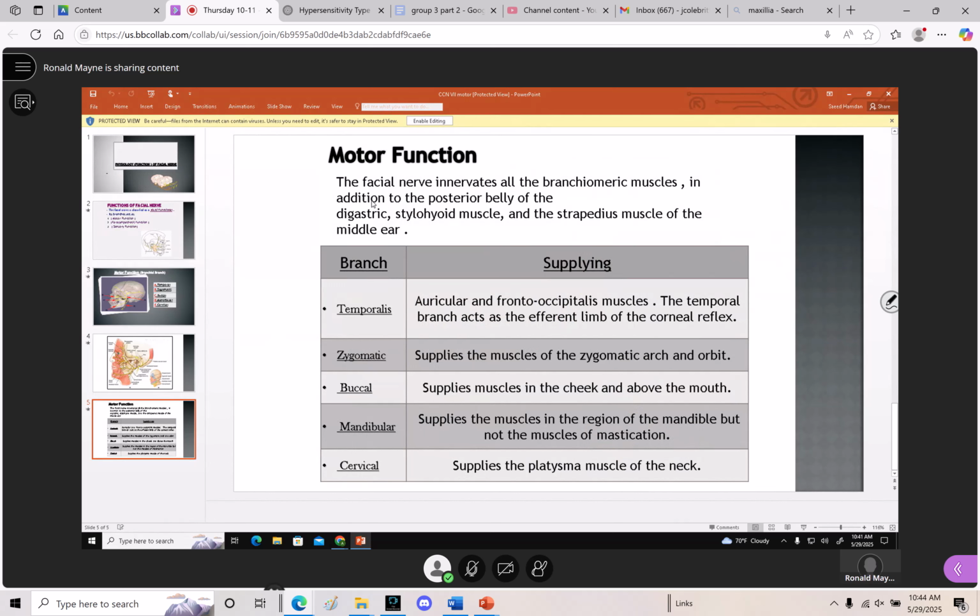Okay. This is a table that lists the branch and gives you the general area that they supply. And again, you might get a little bit of overlap to this, but it gives you a general idea. And sometimes general ideas is what you do.